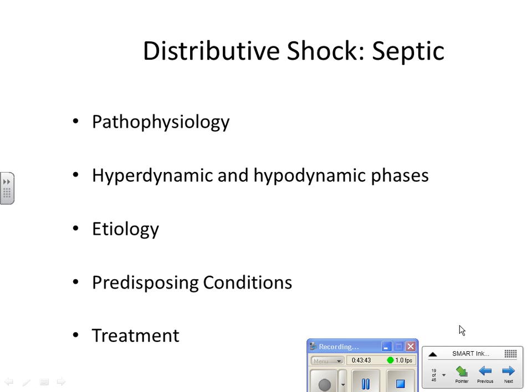So massive infections. Patients that have gram-negative organisms like Pseudomonas and E. coli. So think of that patient with the UTI, with an E. coli UTI, going to be at risk for septic shock. Gram-positive infections like staph and strep can also lead to sepsis.